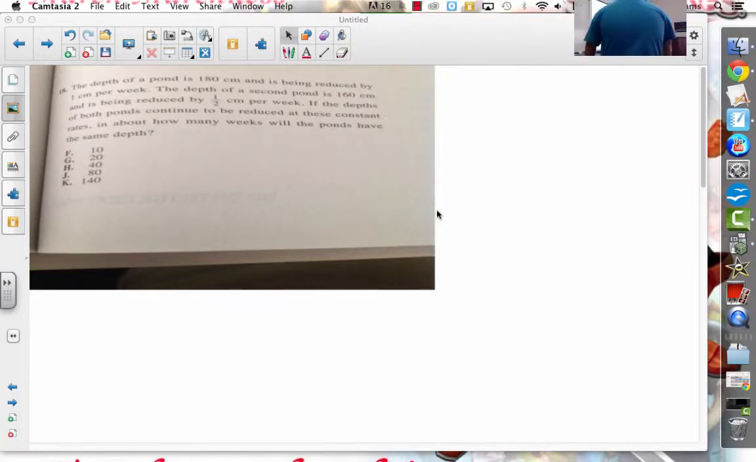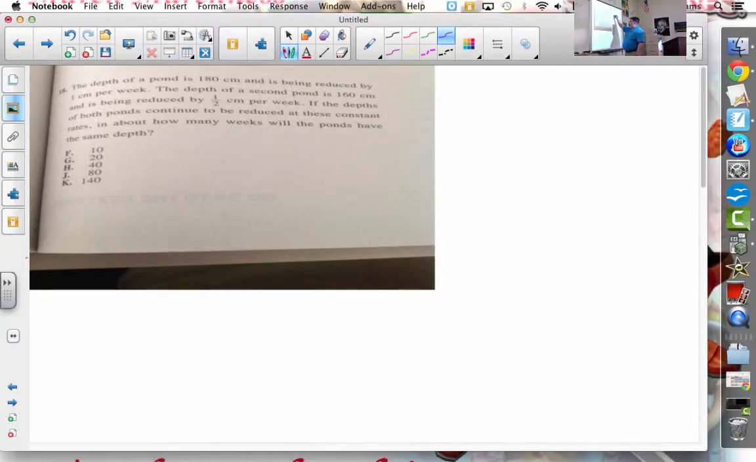All right, for problem number 18, it says the depth of a pond is 180 centimeters and is being reduced at 1 centimeter per week. The depth of the second pond is 160 centimeters and is reduced by a half a centimeter per week. If the depths of the two ponds continue to be reduced, at about how many weeks will the ponds have the same depth? So let's write equations for both.